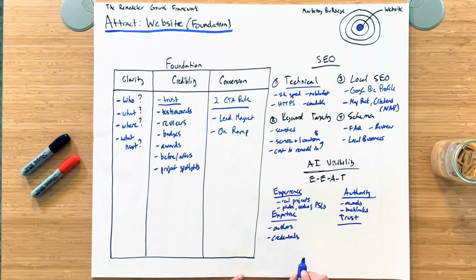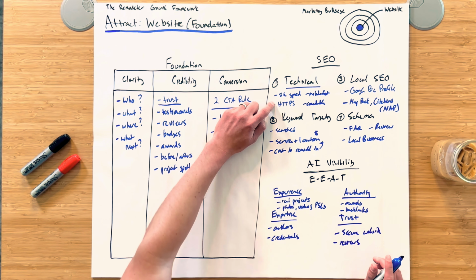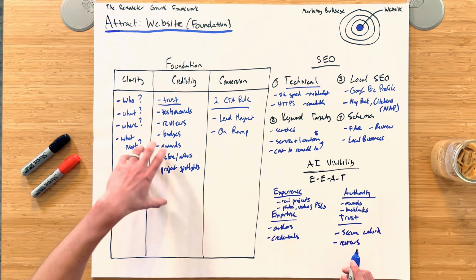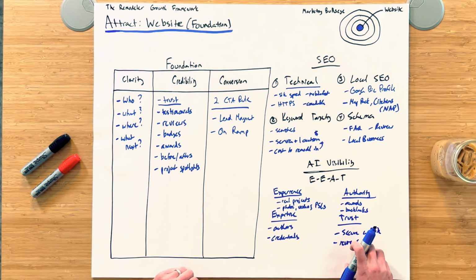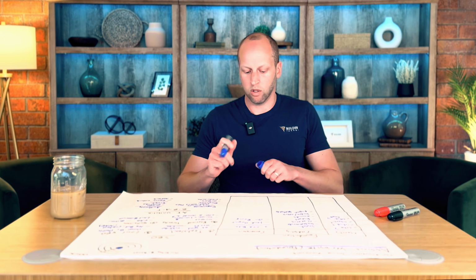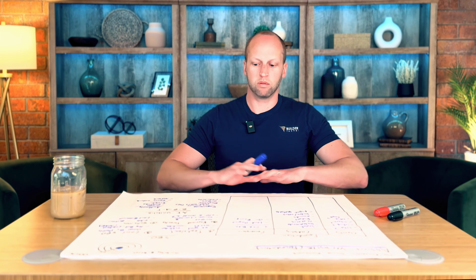And then the final one is trust. And so this is going to be a secure website, reviews, and again, HTTPS, a secure website helps build trust. Reviews help build credibility. They also help build your credibility with AI platforms, with Google. And so many things that you are doing across this are going to help you in multiple ways.